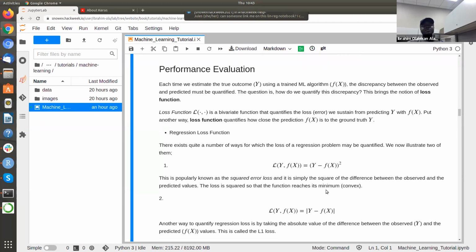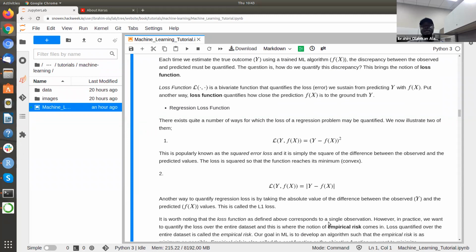Another way you can quantify our error is by taking the absolute value of the difference between your outcome value and the predicted outcome. When you subtract the difference, you just take the absolute value. With that, all your errors are going to be positive, and you can have a sense of how large your error is. This is often called the L1 loss. And when you square it, it is often called the squared error loss.